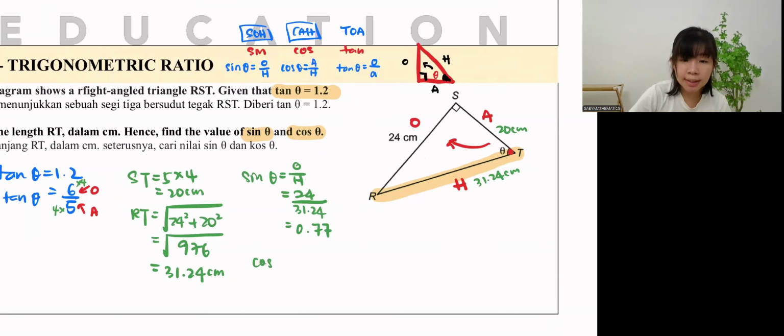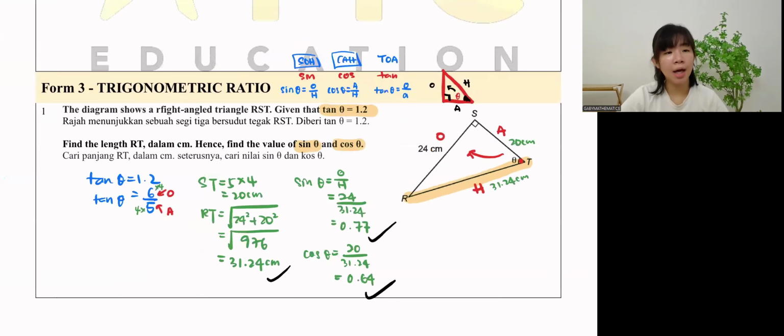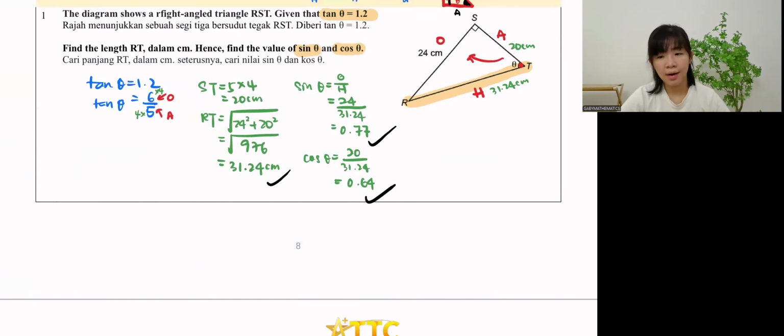Okay. Cos theta, how much? Cos is AH. So A is 20. H is 31.24. So the answer is 20 over 31.24, 0.64. Still remember this topic or not? Okay, we go to the next one. Question number 2.